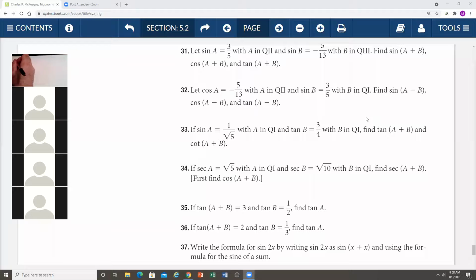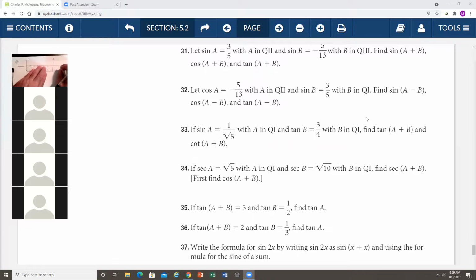So, how to do all those problems? How to do all those? Problem 32. Well, the first thing I strongly recommend that you do is put these angles in standard position in the XY plane and then build your reference right triangle and label the sides. And then you'll be cranking out all that you need, okay?